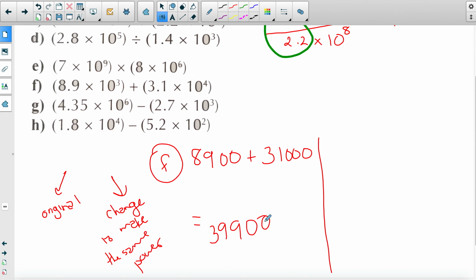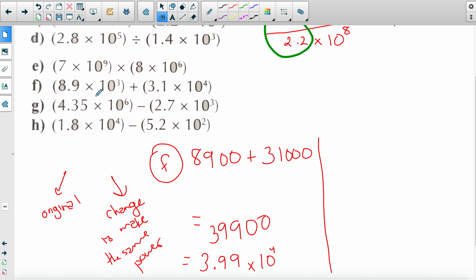So then you'll have to write it in standard form again, especially if the question says solve and then write in standard form. Typically, they do expect you to keep it in standard form unless they say otherwise. So this would be 3.99 times 10 to the power of 4. Now, the other method is to have them have the same power. I could change the 3.1 to have a power of 3, or change the 8.9 to have a power of 4. Either could happen.